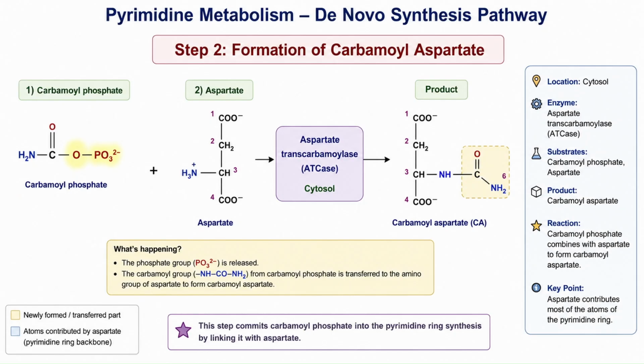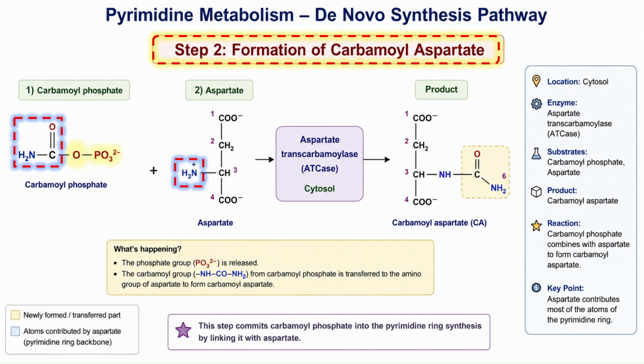Now coming to the second step, the formation of carbamoyl aspartate. Here, the amino group of the aspartate attacks the carbamoyl group of the carbamoyl phosphate. The phosphate group leaves and the carbamoyl group becomes attached to the aspartate. So the main structural change here is the transfer of the carbamoyl moiety onto the aspartate, creating carbamoyl aspartate.